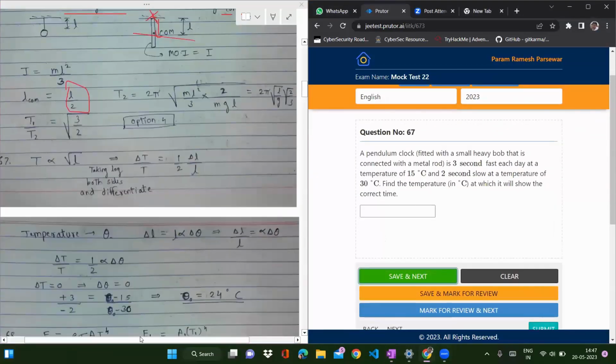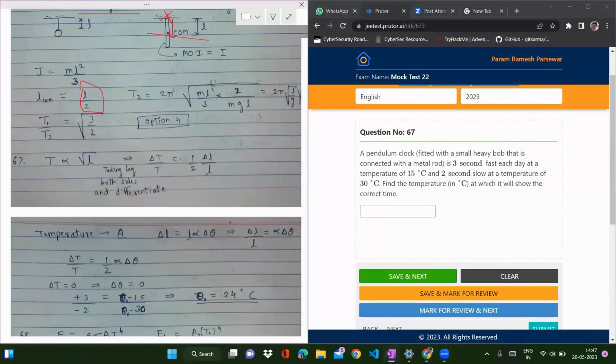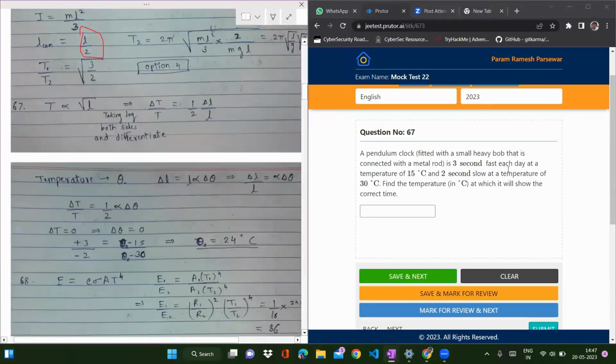Now, in the next question, it is asked: a pendulum clock fitted with a small heavy bob that is connected with a metal rod is 3 seconds fast each day at a temperature of 15 degrees centigrade, and 2 seconds slow at a temperature of 30 degrees centigrade. Find the temperature at which it will show the correct time. So here firstly we will consider what is the relation between the temperature and the time period.